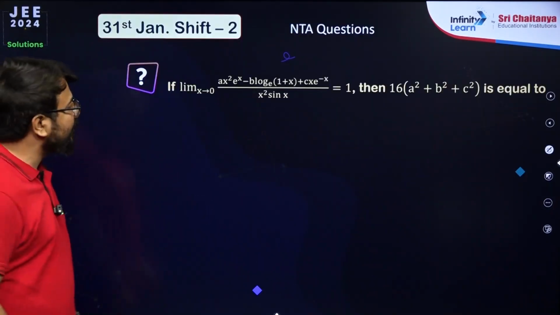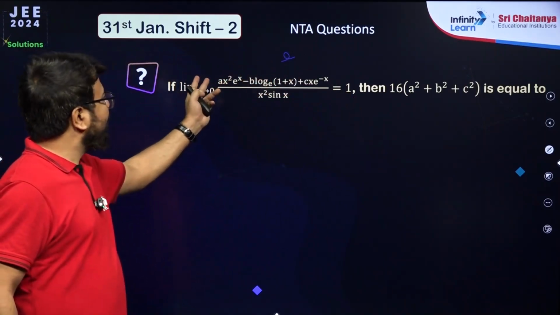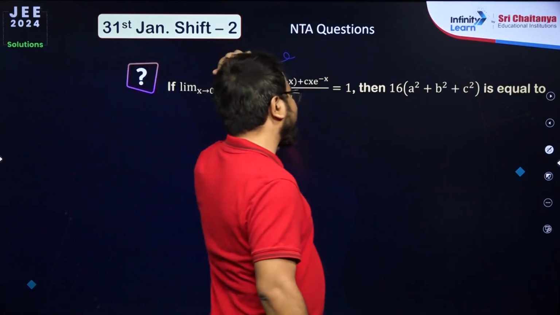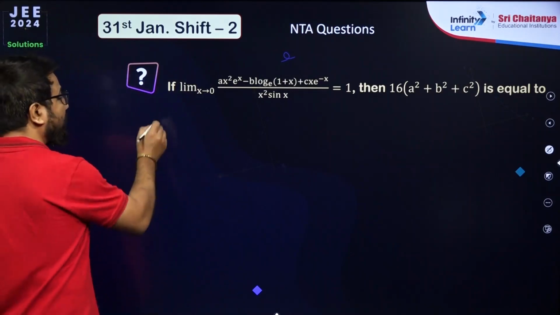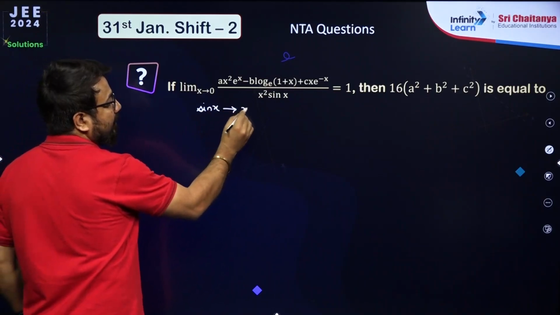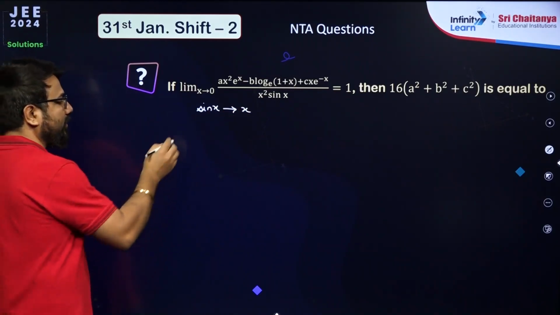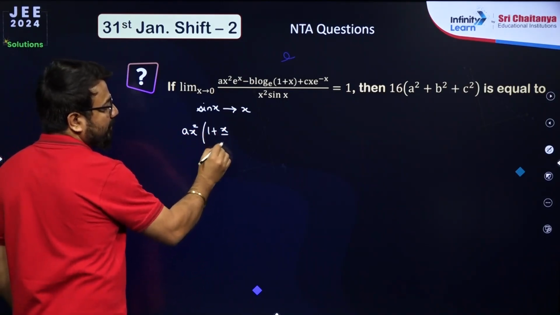Here is a limit being given to us, with x extending towards 0, and here are some arbitrary constants a, b, c used in this question. We need to find the value of 16 times a square plus b square plus c square. How will I be able to get that? It would be better to first replace sin x with x, because for x tending towards 0, sin x can be replaced with x. This is a shortcut. After that, the e raised to the power x expansion would be written.